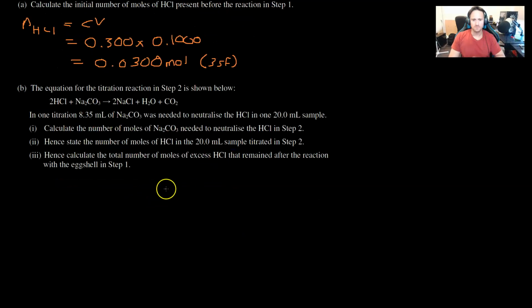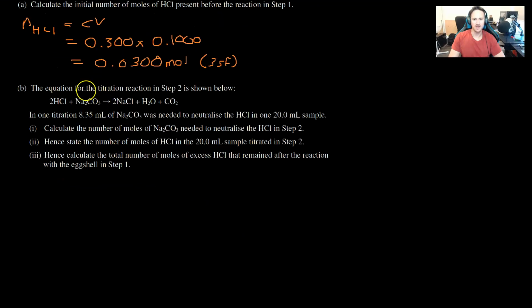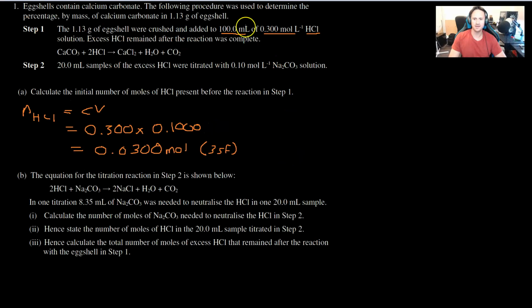Okay, so part 2, the equation for the titration reaction in step 2 is shown below. So this was the initial reaction with the eggshell, and this one is now the titration reaction. In one titration, 8.35 milliliters of sodium carbonate was needed to neutralize the HCl in one 20 ml sample. So we calculate the number of moles of Na2CO3 needed to neutralize the HCl in step 2. Now you can see that these questions are very wordy. So what we'll start doing is underlining the relevant information to do with the sodium carbonate.